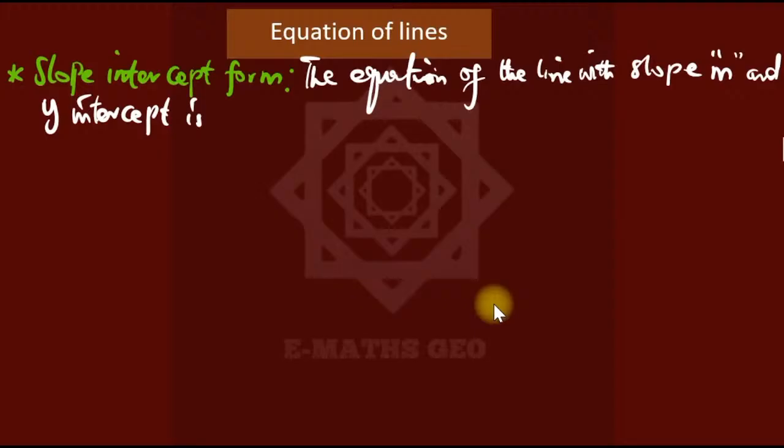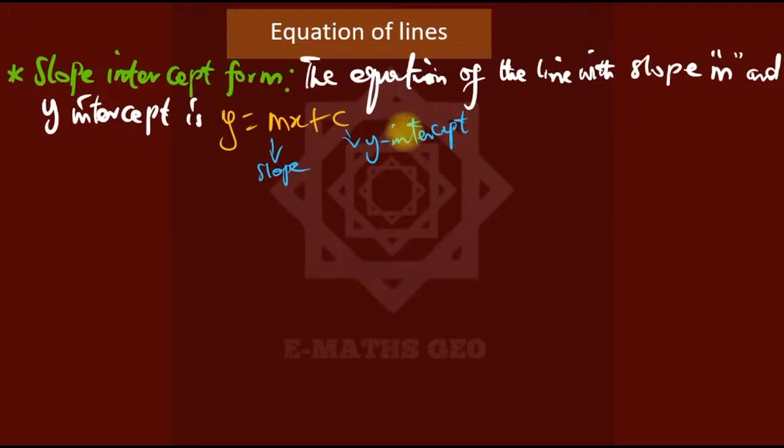Slope intercept form, the equation of a line, is always y equals mx plus c, where m is the slope. As you can see, slope is m and the y-intercept is c. We know that y-intercept means where the line crosses or intersects the y-axis. So look at this question.